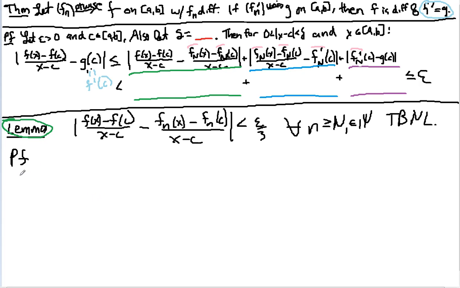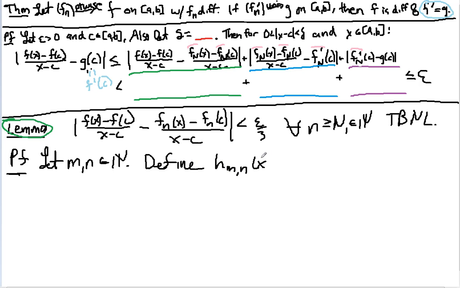So for the proof, what we're going to do is we're going to let m and n be any 2 natural numbers. Any 2 we want right now. We're going to restrict them later. We're going to define an infinite number of functions, h_{m,n}(x), equal to f sub m of x minus f sub n of x. Then I'm going to apply the mean value theorem.